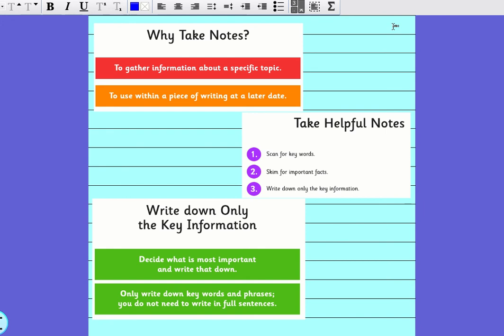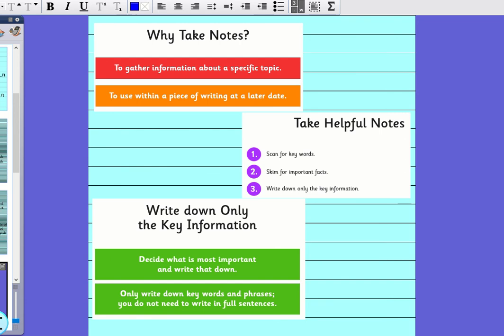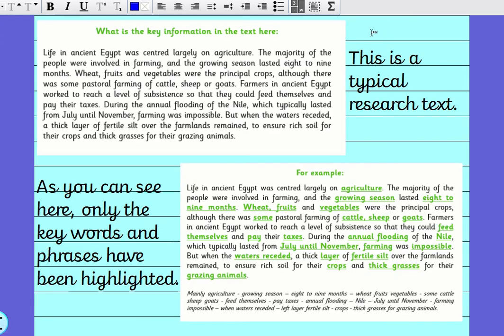A bit like when we do word problems in maths, I suppose. And then you only write down keywords and phrases. You do not need to write down full sentences, okay? So here is my example here.